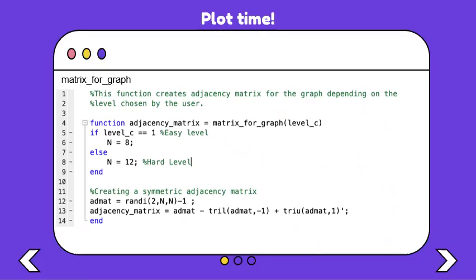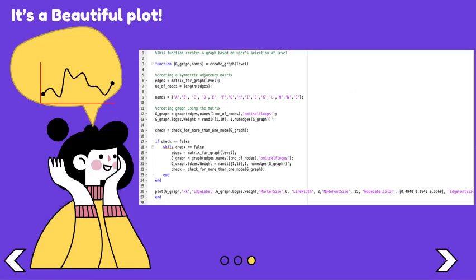In order to create our graph, we used an adjacency matrix. An adjacency matrix is a square matrix used to represent a finite graph. The elements of the matrix indicate whether pairs of vertices are adjacent or not. In this case, we used the matrix for graph function to build our adjacency matrix depending on the level chosen by the user. In order to create the graph, we used our adjacency matrix and the inbuilt graph function in Matlab.